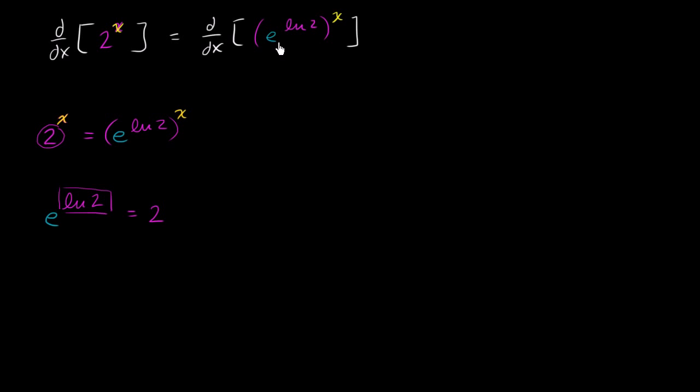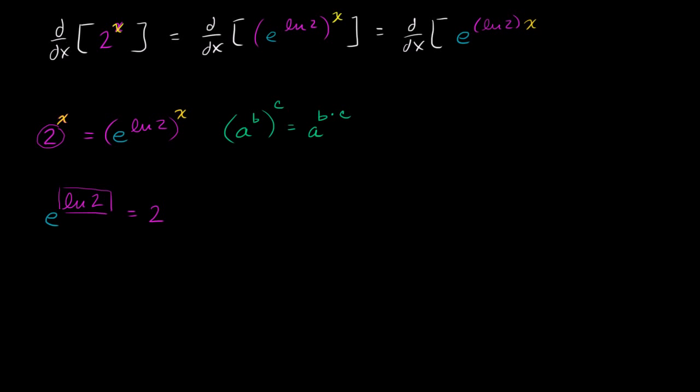Now, we know from our exponent properties, if we raise something to some power and then raise that to another power, we can take the product of the two powers. Let me rewrite this just to remember. If I have a to the b and then I raise that to the c power, this is the exact same thing as a to the b times c power. So we can utilize that exponent property right here to rewrite this as being equal to the derivative with respect to x of e to the natural log of 2 times x. E to the natural log of 2 times x.